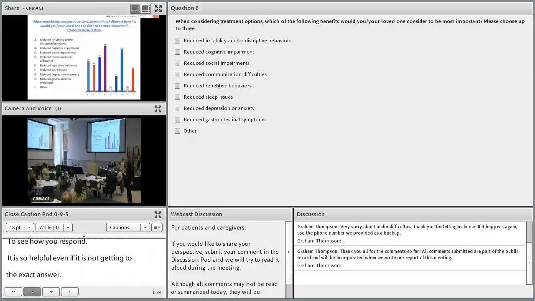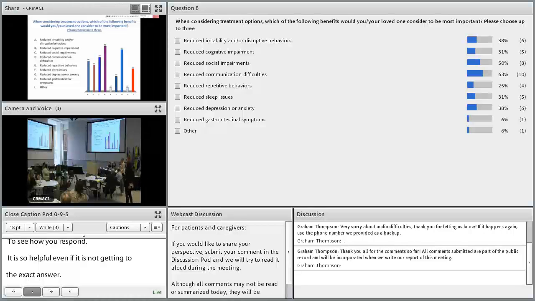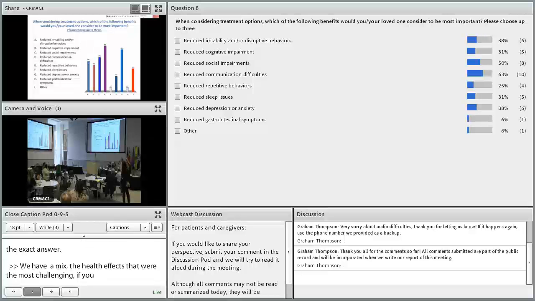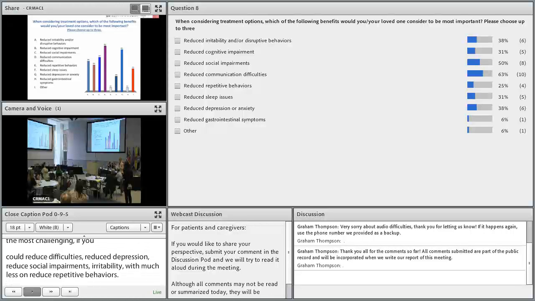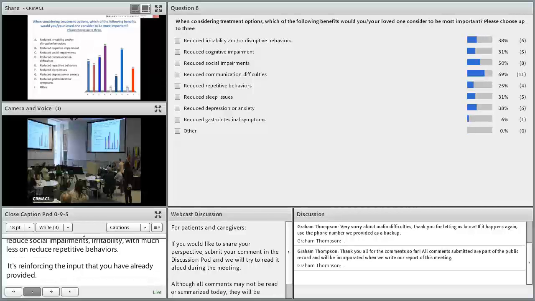Okay. So we have a mix, tying back to our discussion on the health effects that were the most challenging. If you could reduce communication difficulties, reduce depression or anxiety, that echoes what we've been hearing about. Reduce social impairments, reduced irritability, with much less on reduced repetitive behaviors. So I think it's reinforcing the input that you've already provided. Are there any questions that you have about this?